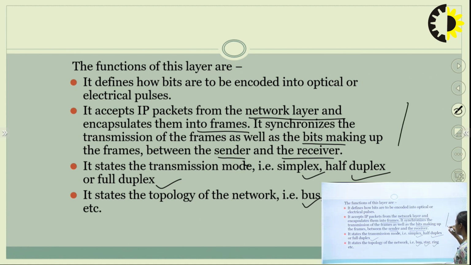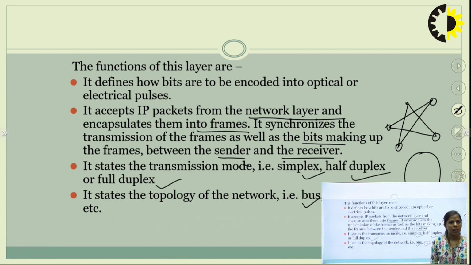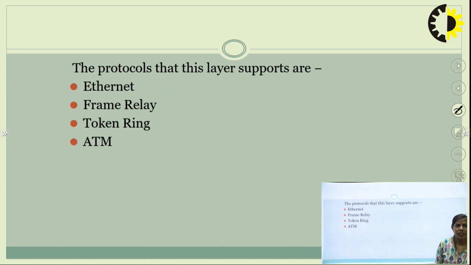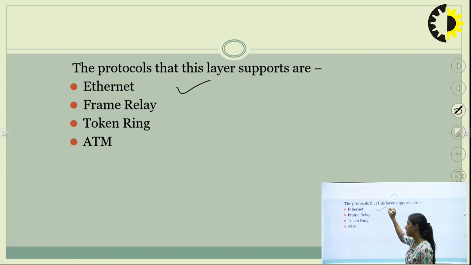Means we are transmitting the information to particular nodes, in which the data is transmitting. It is in the form of a star, so it can be called a star, or a ring. It can be various network topologies, means how the network is arranged. So this is the topology of the network, how the data is transmitted from one place to another. These are the various protocols involved in this layer: Ethernet, frame relay, token ring and ATM.